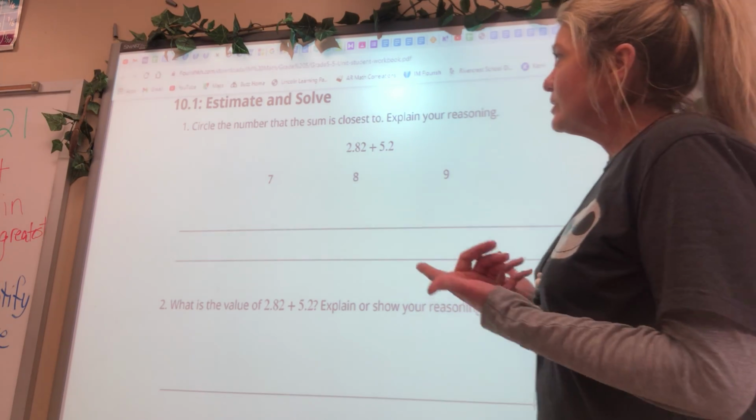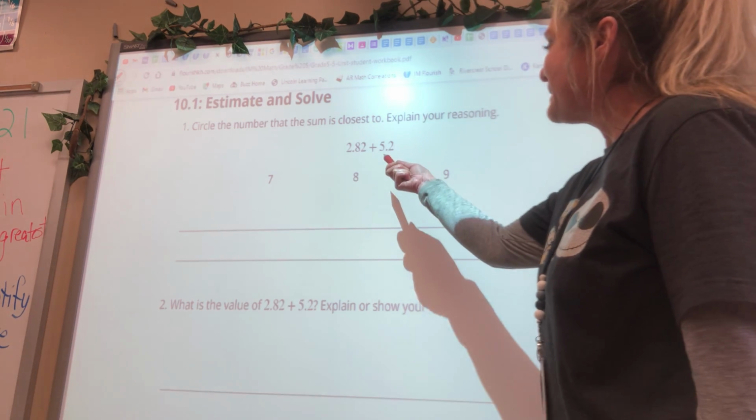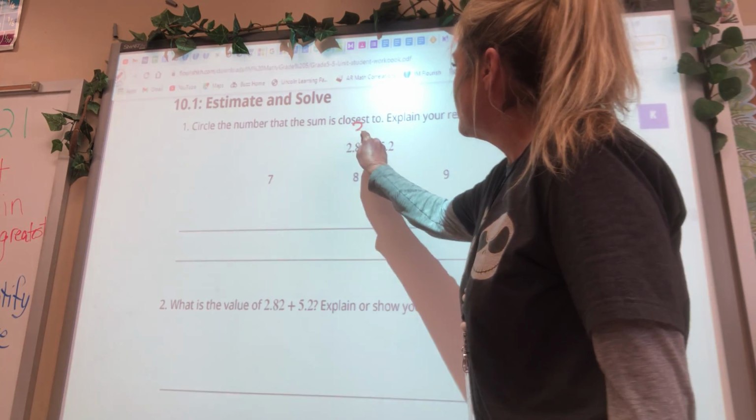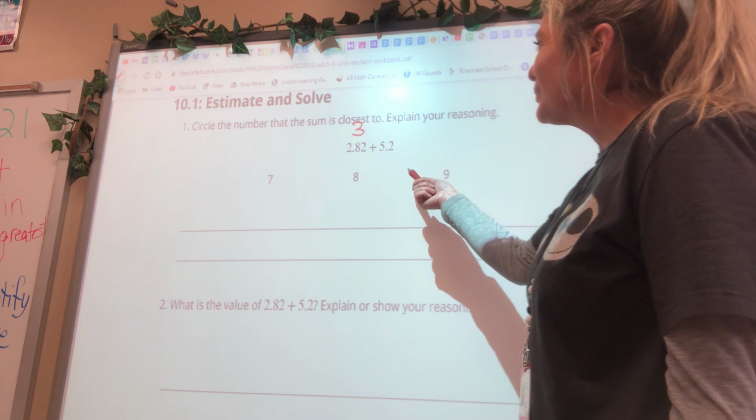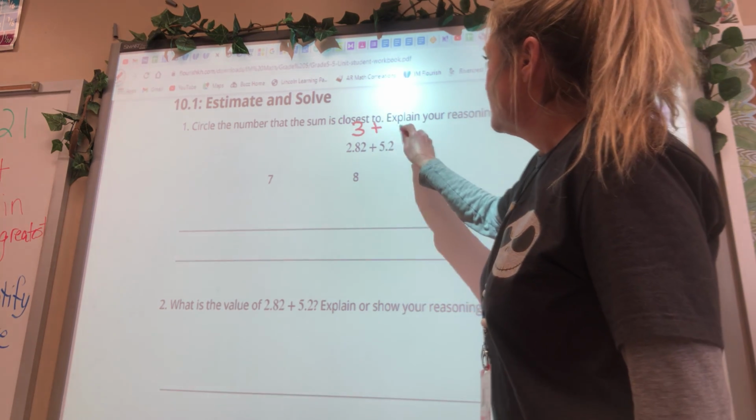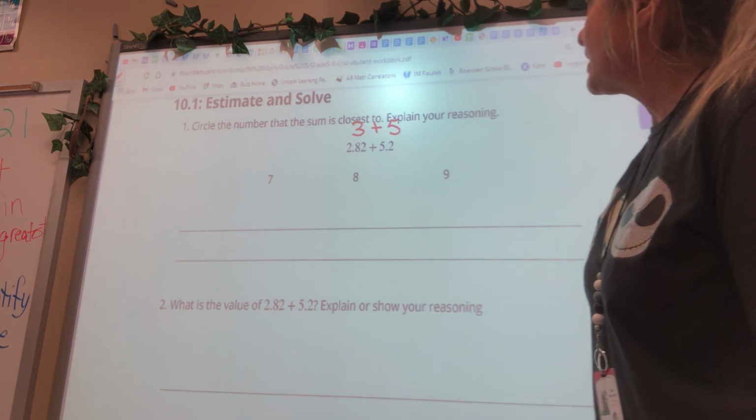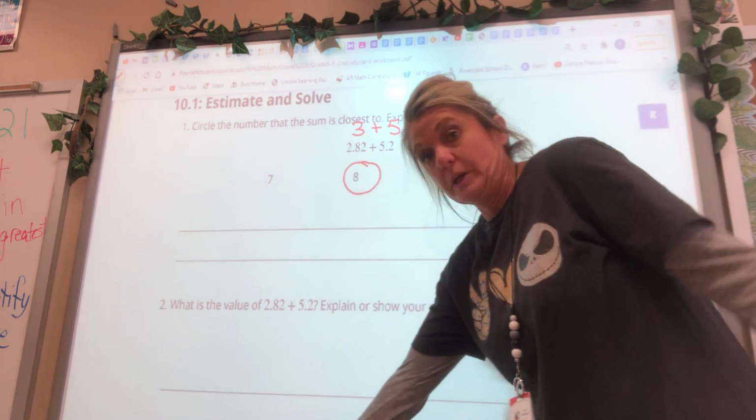Okay, well, if I look at these, it says we're going to estimate to solve. So if I have 2.82, I know that's just almost 3, isn't it? Okay, and then I have 5.2. Well, 0.2, that's not really close to being up to the next number. So I would guess about a 5. So I'm going to circle this one. Okay, and I've explained my reasoning.